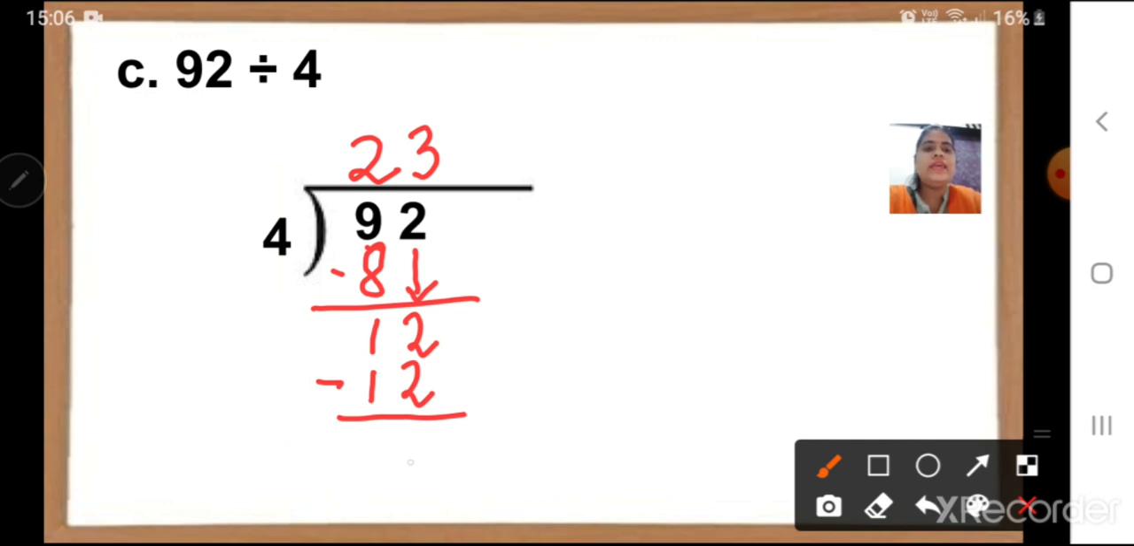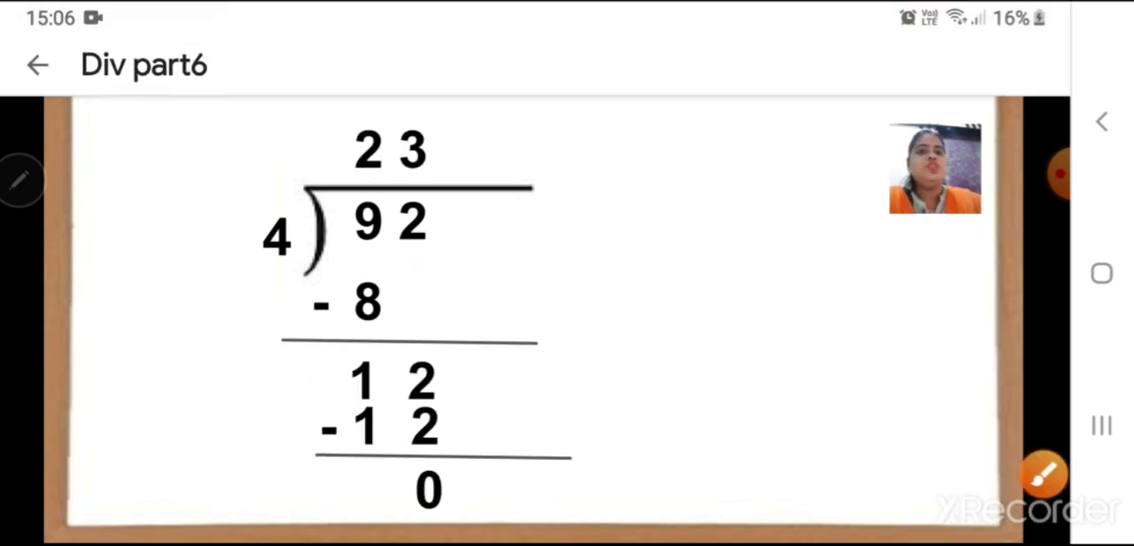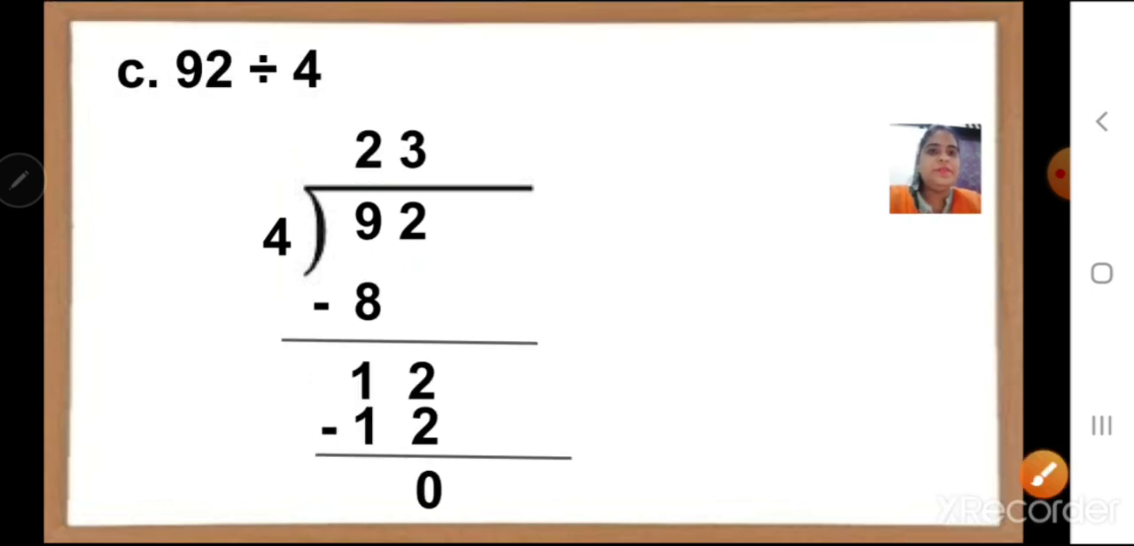Then put minus and then subtract. 12 minus 12 is equal to 0. Okay. So that means our remainder is 0 and our quotient is 23. Children, do it all step by step.